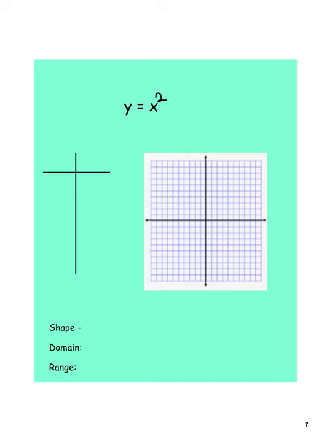Okay, so now looking at just some of these parent functions, we've got the equation y equals x squared. So what we're going to do is just build this equation a little bit on our own. So let's just pick some of the more natural values for x, which would be like -2 to 2, and let's see what happens when we put those values in.